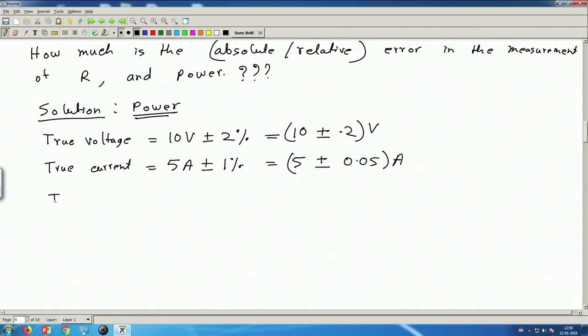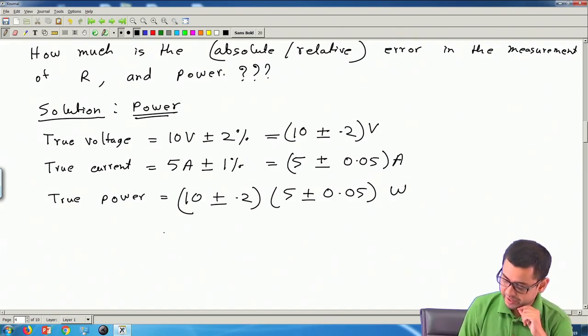Okay. So true current, true power will be how much? This multiplied by this, 10 plus minus 0.2, and then 5 plus minus 0.05. So volt multiplied by ampere, this will be watt. Now it is possible that when this error is positive for voltmeter, this error is also positive for ammeter. But it is also possible that when this error is positive for voltmeter, this error is negative for ammeter. Similarly, other possibilities are also possible: when this is minus, this error is plus, and when this error is negative, this error is negative. All 4 possibilities can happen.